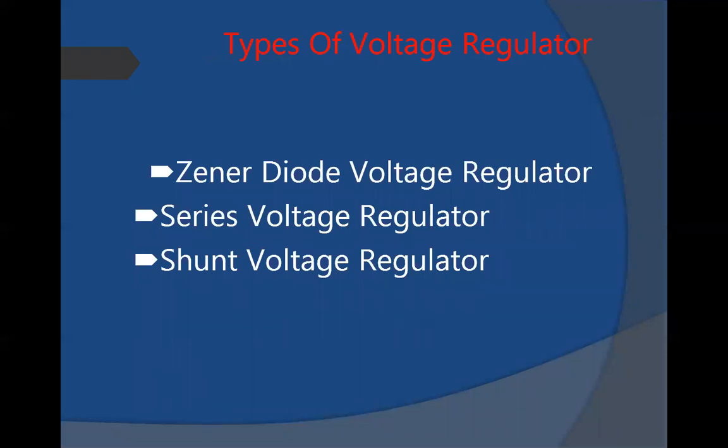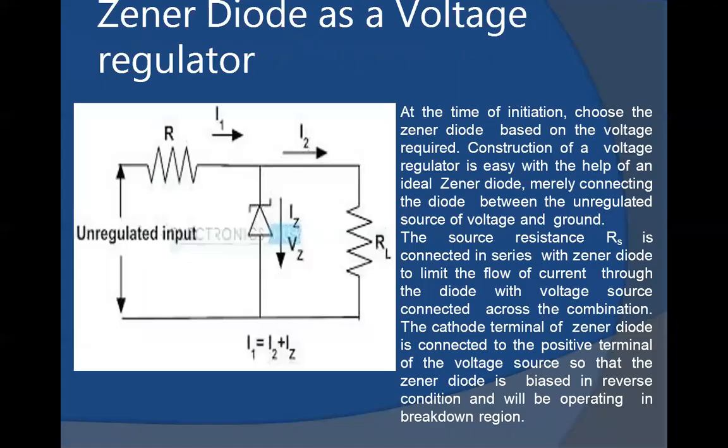So these are the types of regulator. Here you will have the Zener diode voltage regulator, series voltage regulator, and shunt voltage regulator. First we are going to see the Zener series regulator. So this is the diagram for a Zener series regulator.